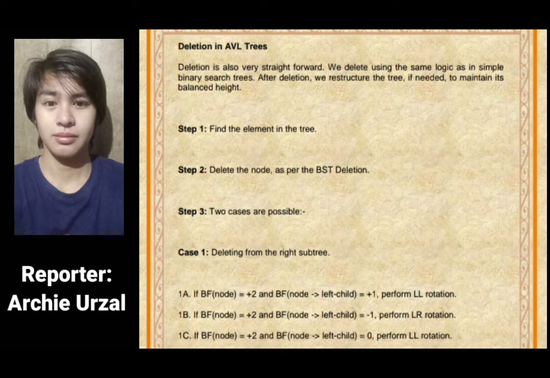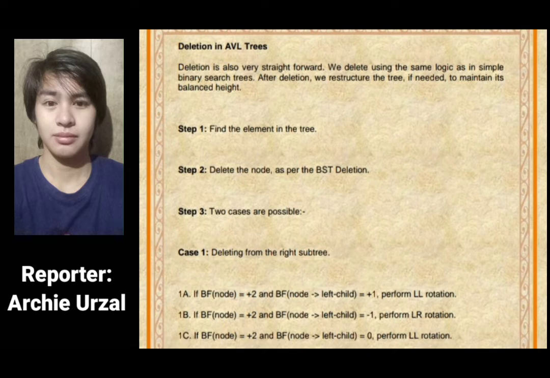In case 1, deleting from the right subtree. So let's talk about only case 1, deleting from the right subtree. In case 1a, if the balance factor of the node equals 2 and the balance factor of the left child of the node equals 1, it makes a left imbalance, and you can perform the right rotation to make the tree balanced.